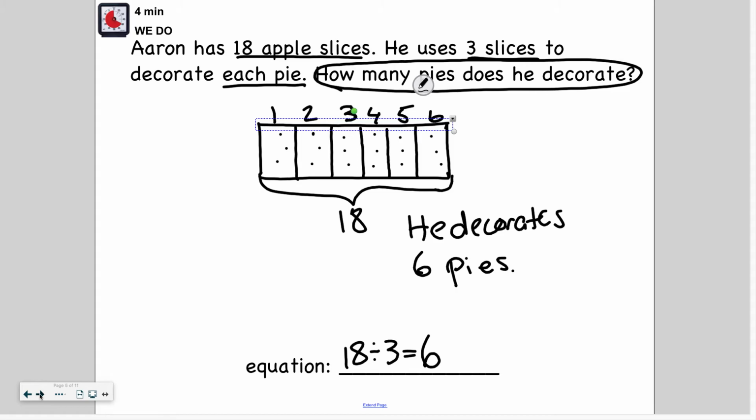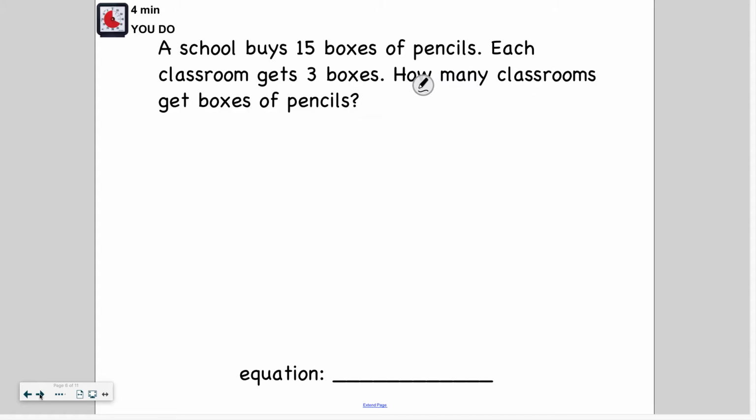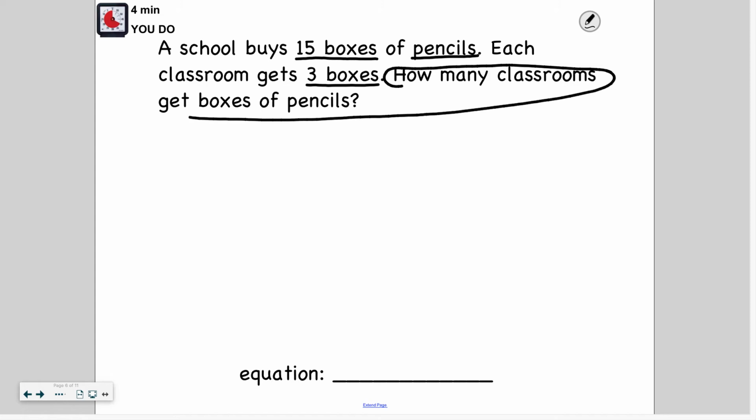So let's look at this problem that you're going to solve on your own now. So first I'm going to annotate and then you can go ahead and solve. A school buys 15 boxes of pencils. Each classroom gets 3 boxes. How many classrooms get boxes of pencils?